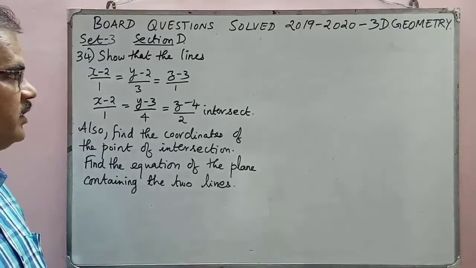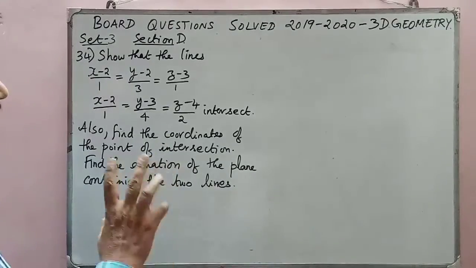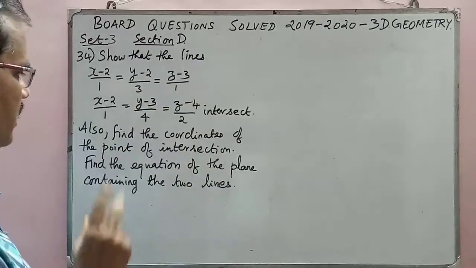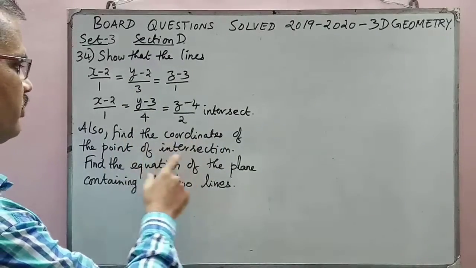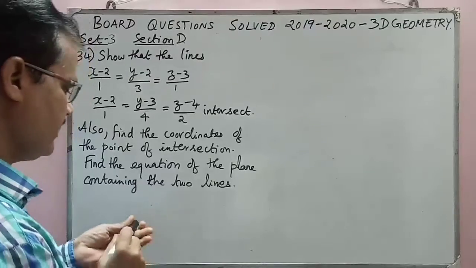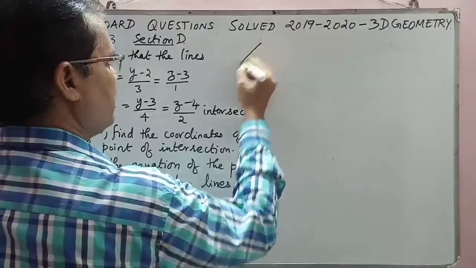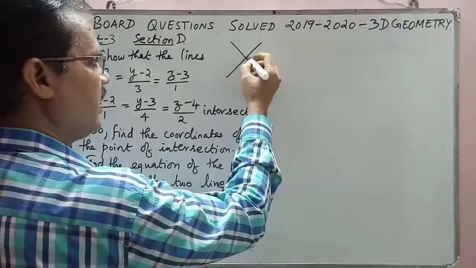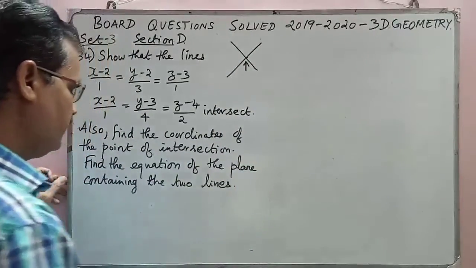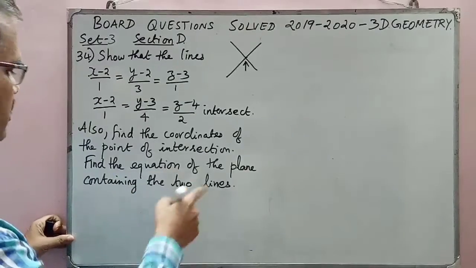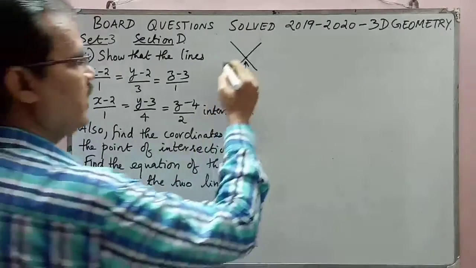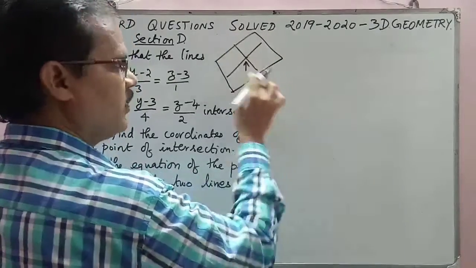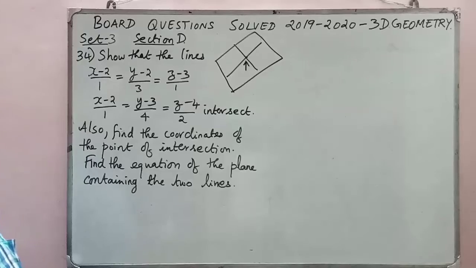Welcome back children. This is question number 34 asked in section D, 6 mark question. Let us see the question. In this, we have 3 parts. One is show that these two lines intersect. Number 2, you have to find the coordinates of the point of intersection, where these two lines intersect. And then find the equation of the plane containing the two lines. These two lines are in a plane. We need to find the equation of the plane. So 3 parts are there. Let us do one by one.